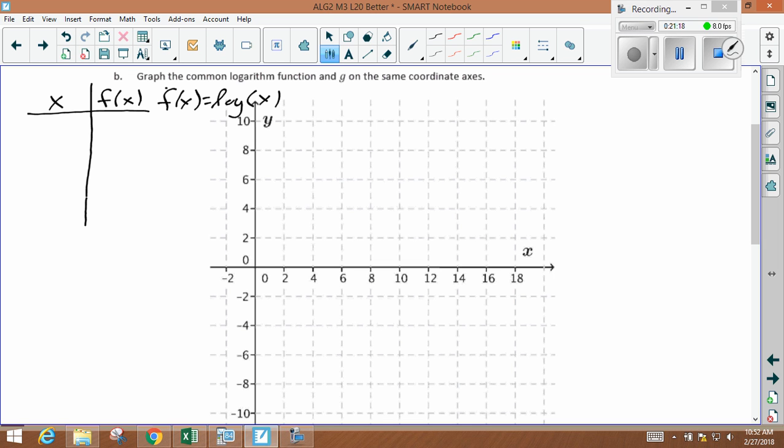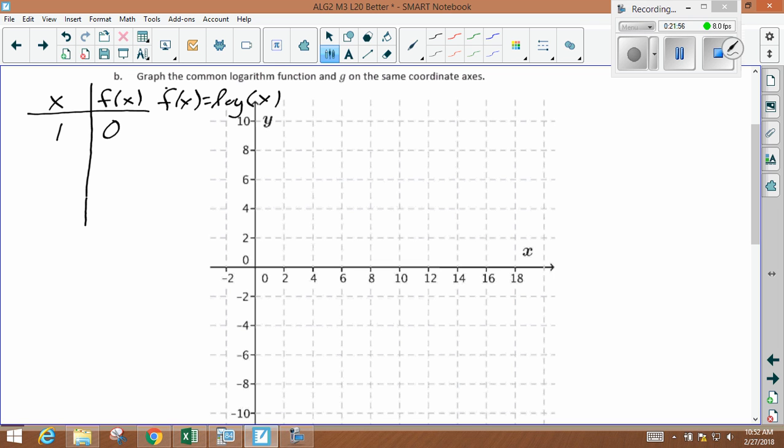I only want to graph whole number values. For log base 10 of x, there aren't going to be very many things that I could plug into x that will output a whole number value, not a fraction or a decimal. Obviously you can't plug 0 in there, there's no such thing as log of 0. What if I plug 1 in? 10 to what power is 1? 0. So I have a point 1, 0.